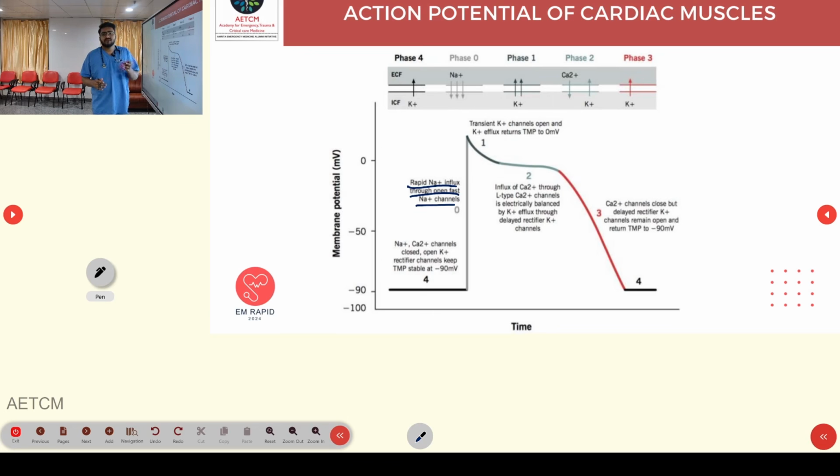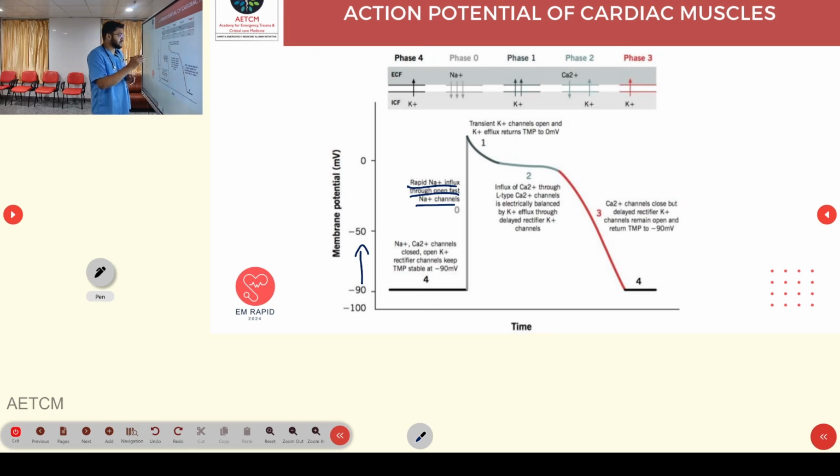Once the sodium influx starts to occur, the negative charges within the cell start to become less and less negative, that is, more and more positive. So this minus 90 millivolts starts to increase once sodium gets inside the cell, and once it reaches a peak, there will be the beginning of potassium efflux. We all know that potassium is more inside the cell and sodium is more outside the cell, and the relative concentrations of each of these ions is what is responsible for the membrane potential.